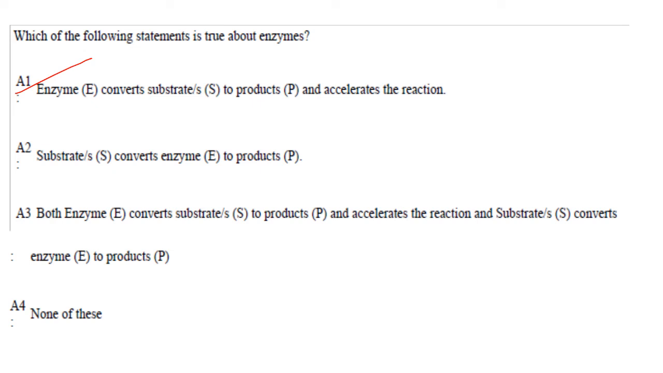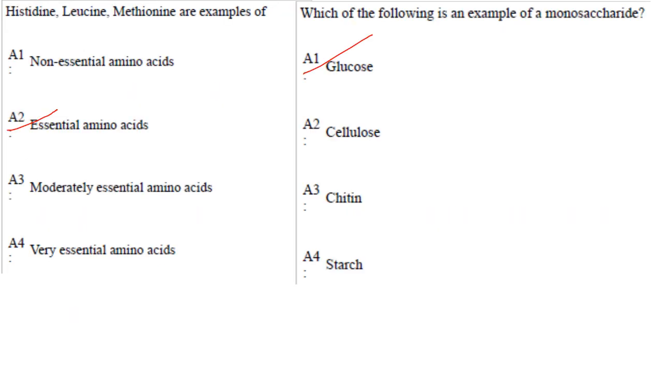No. Both enzyme convert substrate to products and accelerate the reaction and substrates convert enzyme to products. That is also not correct. So, option 1 is correct. Then, histidine, leucine, methionine are examples of essential amino acids. Then, which of the following is an example of monosaccharide? Glucose. Glucose is a monosaccharide. Cellulose, chitin, starch, all are polysaccharides.